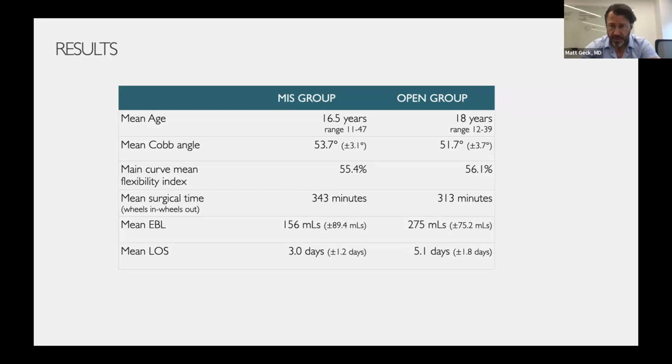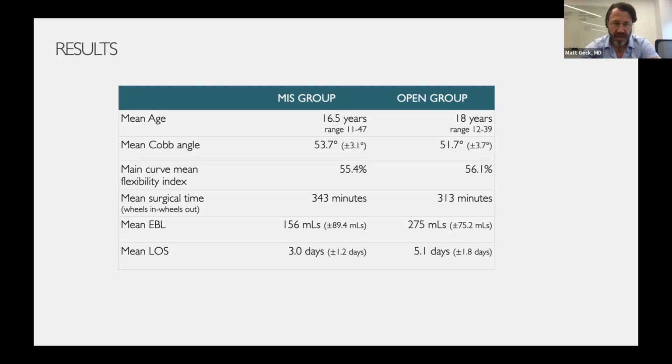Our groups were very similar in terms of age and curve size. The reason you're seeing an average mean Cobb angle of just a little bit more than 50 degrees is that when you include the Lenke 5 curves, the lumbar curves, you'll have some smaller curves, some 43-degree curves, some 45-degree curves. That balances out on the other end with the 60-degree or 65-degree curves you're doing in the thoracic spine.